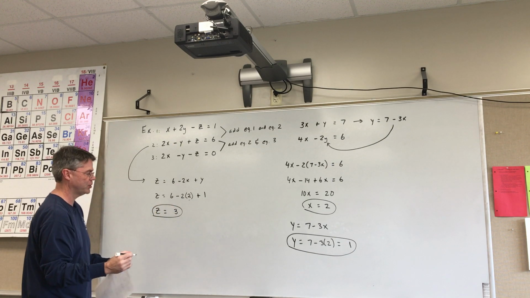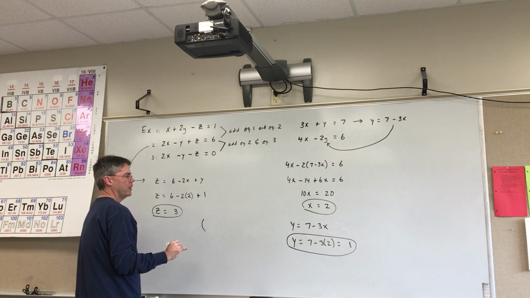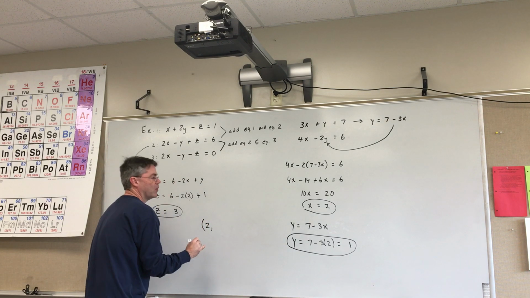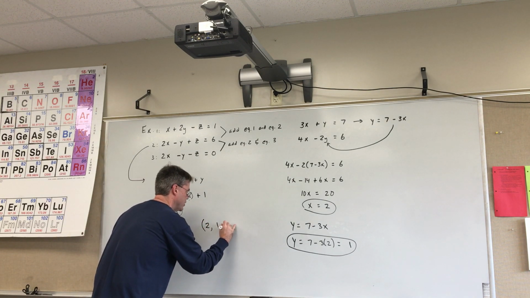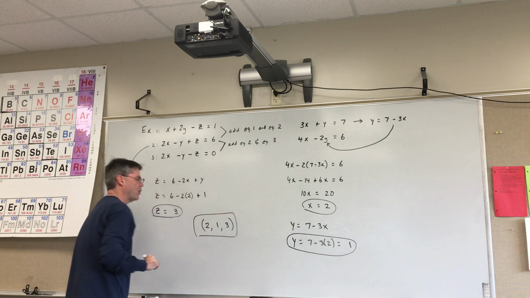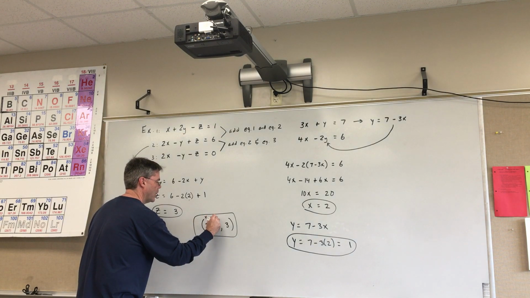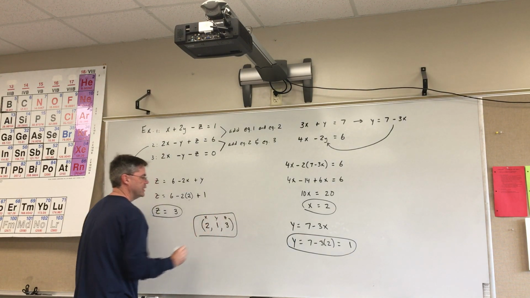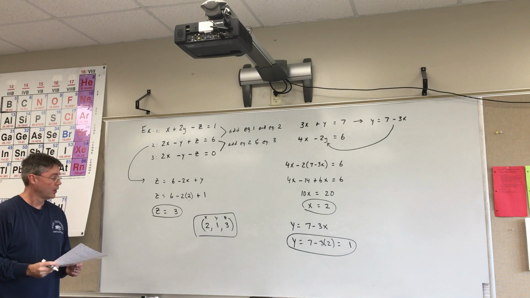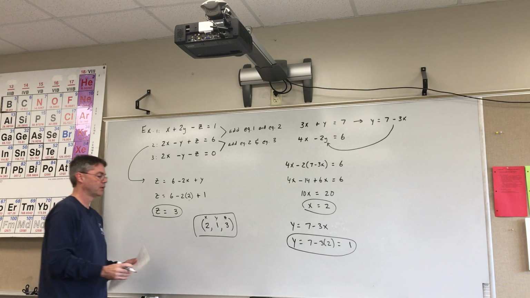So the way that you need to show this solution is in a set of parentheses: x is 2, y is 1, z is 3. So when I give you an answer, that's how I will write it: x, y, and z, like that. All right, so that's our first example problem.